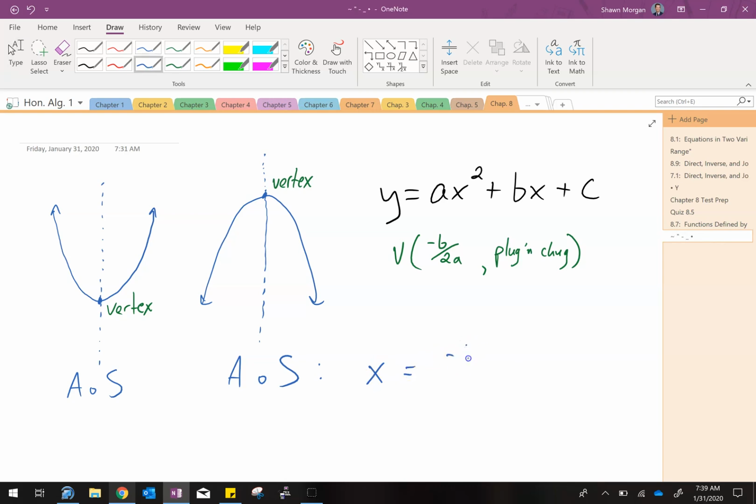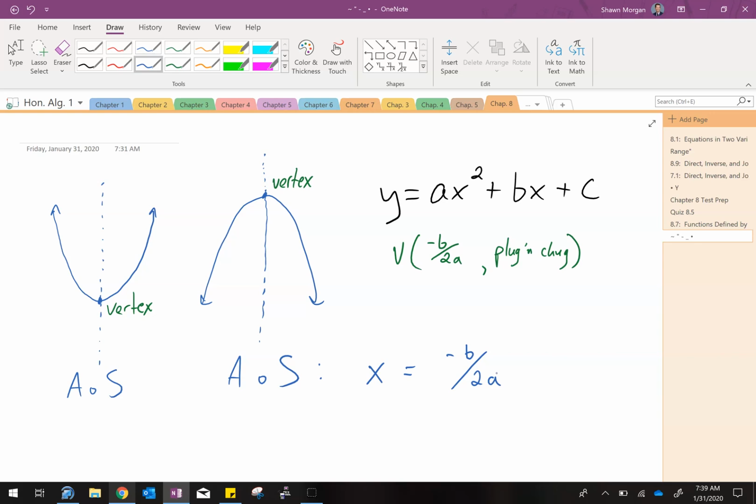It'll be the same as the x-coordinate of our vertex, because by definition our vertex is the point of intersection between the parabola and the axis of symmetry. So you could write down that the equation of your axis of symmetry is x equals the opposite of b over 2a.